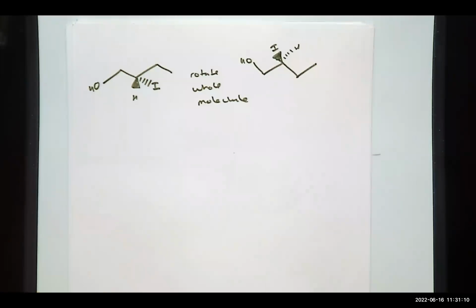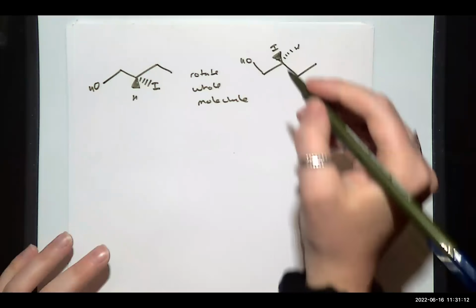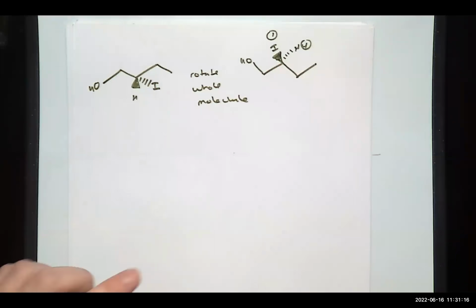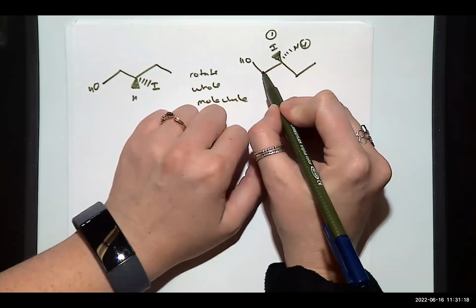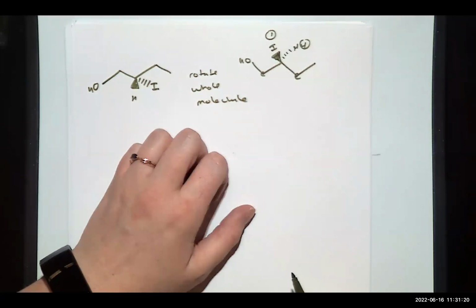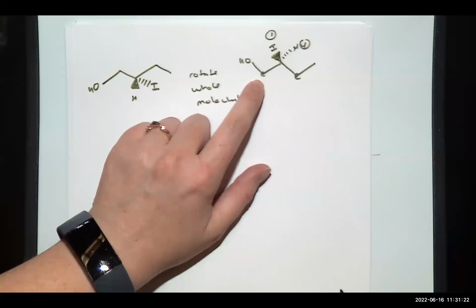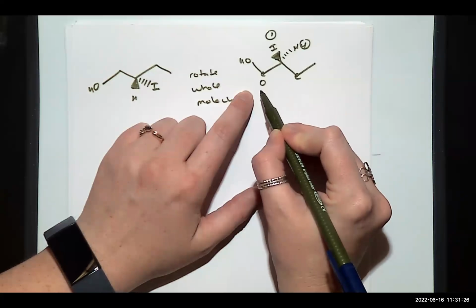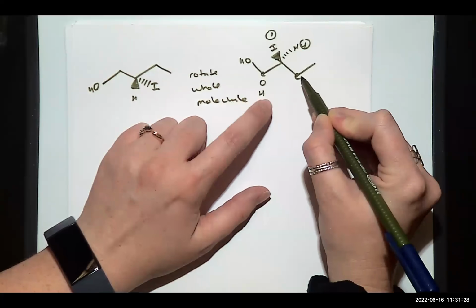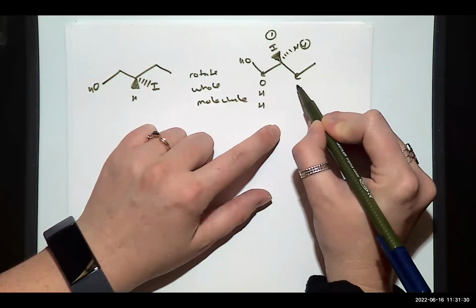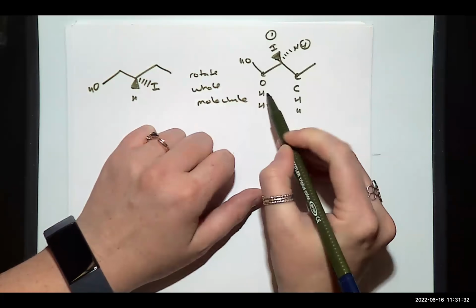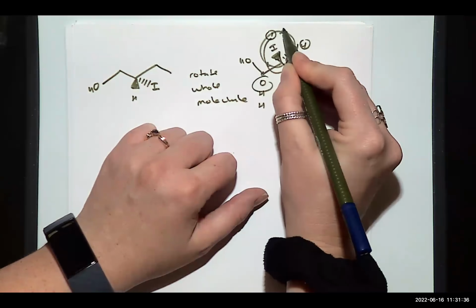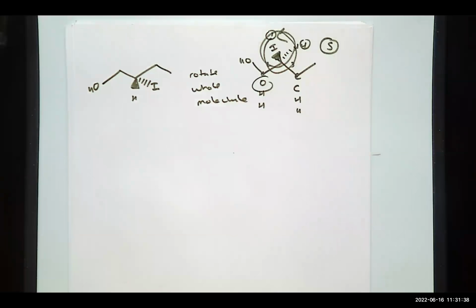What's the highest priority? And then what's the lowest? Hydrogen, that's why we made it point back. And then these two are both carbons. What are they each attached to? What's this one attached to? Oxygen, and what else? 2 hydrogens. And what's this one attached to? Carbon and 2 hydrogens. So this one wins. So 1, 2, 3. So that should be S configuration.